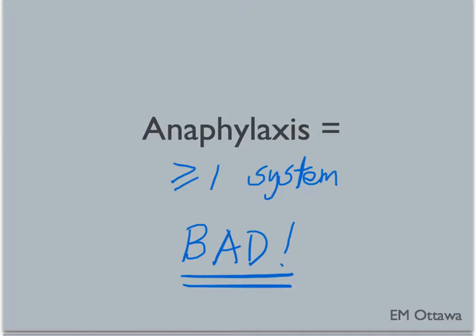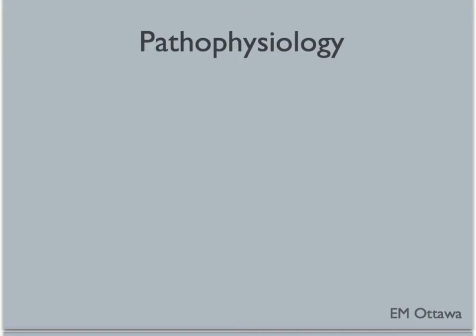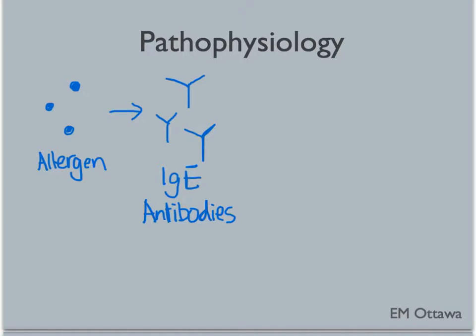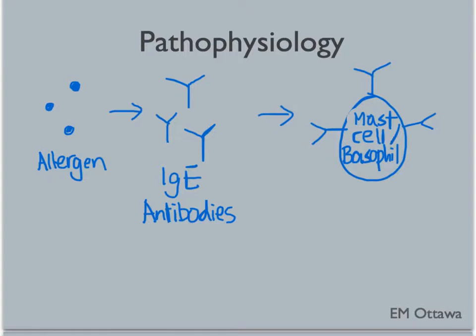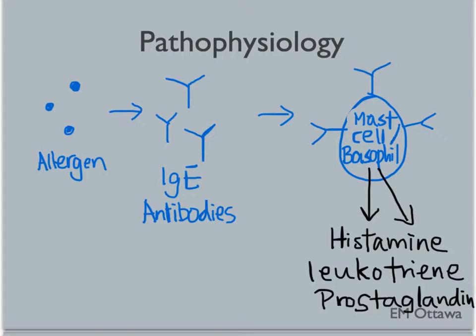Let's step back and take a look at its pathophysiology. What causes an allergic reaction? In a very simplified way, the previously sensitized allergen causes production of IgE antibodies. These IgE antibodies go on to bind mast cells and basophils, causing them to degranulate, leaking chemicals from inside their cells. These chemicals include histamine, leukotrienes, and prostaglandins, among others. All the symptoms of allergic reaction and anaphylaxis are caused by these chemical mediators.